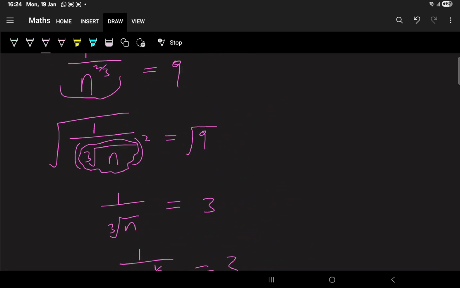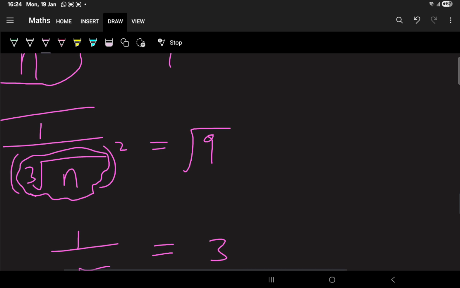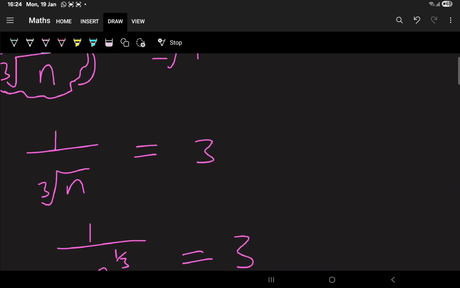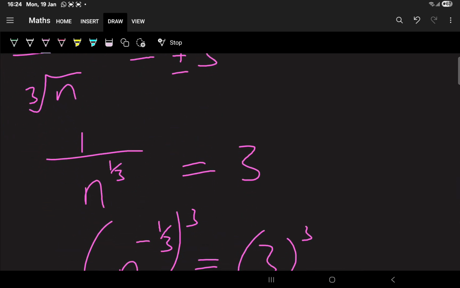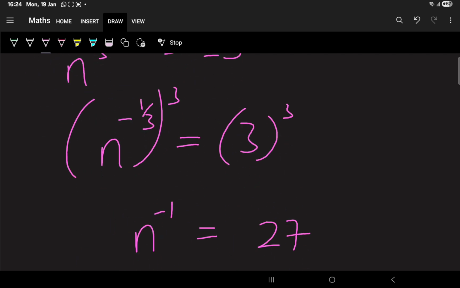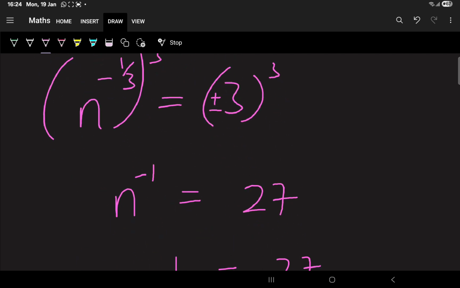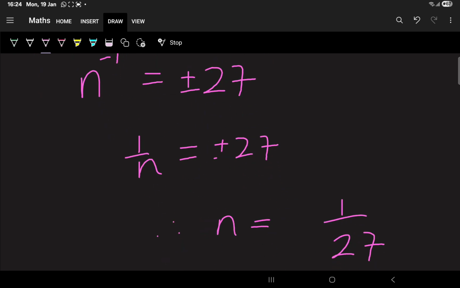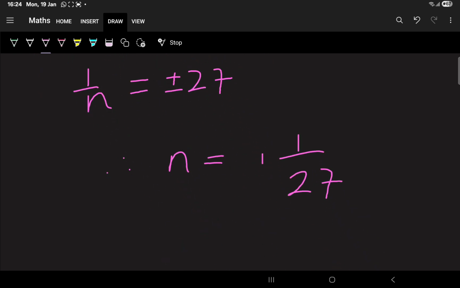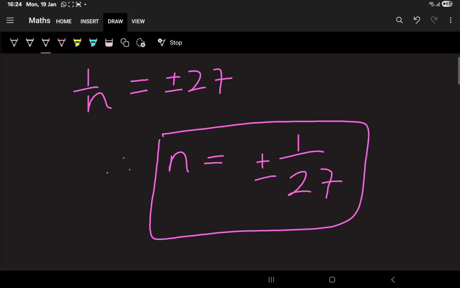Bear in mind we took the square root right over here, so there's supposed to be plus or minus here, so also plus or minus. So n is equals to plus or negative 1 over 27, and this is our final answer.